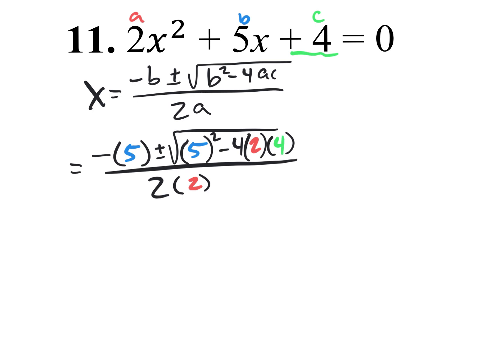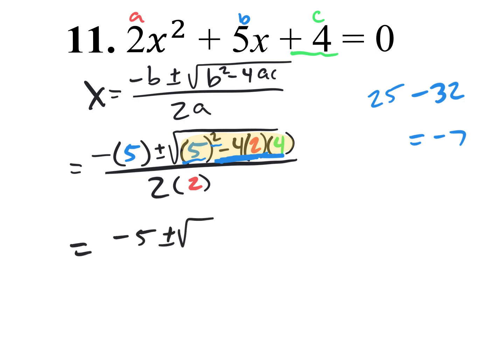Now doing the discriminant math, you're going to begin with 5 squared, that's 25. Minus 4 times 2 is 8, or minus 8. And minus 8 times minus 4 is minus 32. So if you do 25 take away 32, you're going to end up with a negative 7. So the discriminant is negative 7. Let me rewrite what I have so far. Negative 5 plus or minus the square root of negative 7. That's what the discriminant was. And it's still over 2 times 2, which is 4.